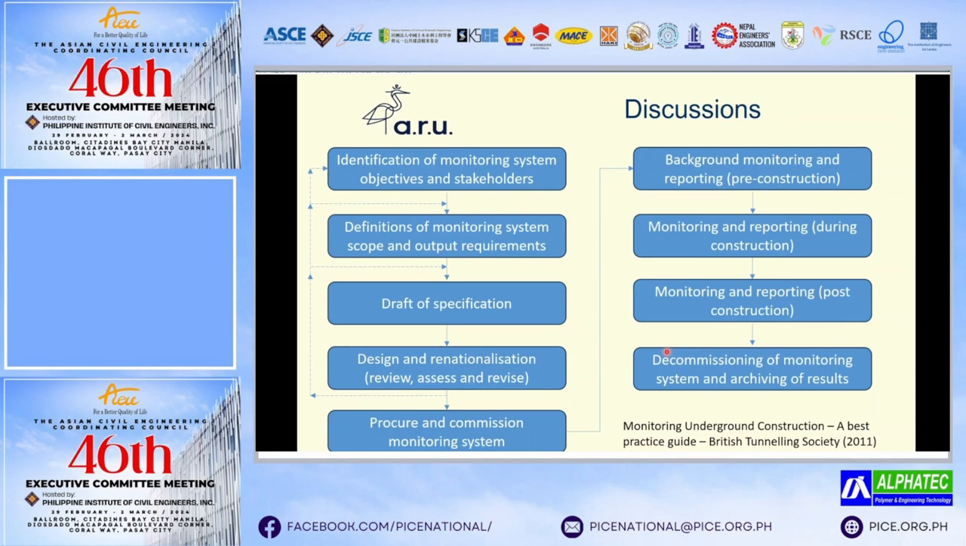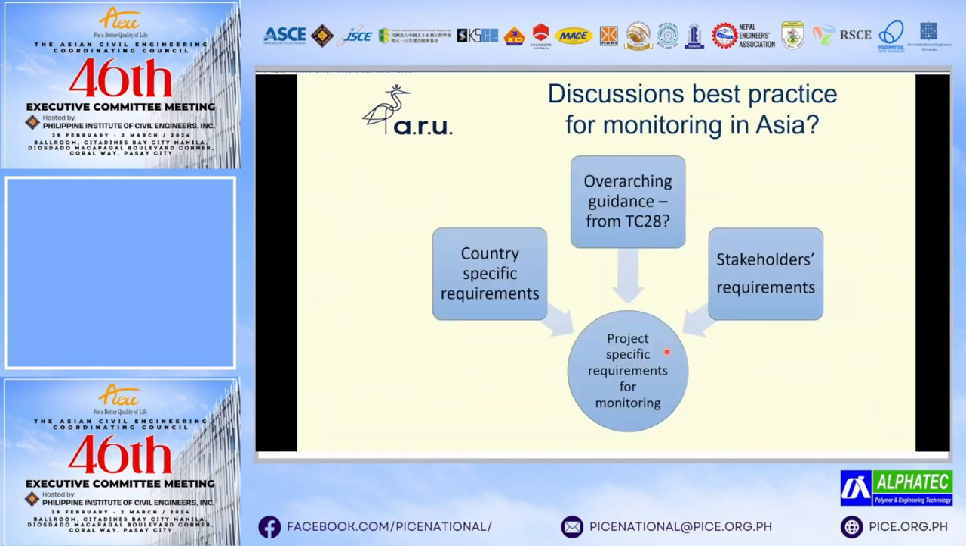Such a huge project could bring out a lot of data, and I believe those data should be shared so later projects can learn from previous projects and do better. Unfortunately, I cannot attend the session, but I think it is within the capacity of TC-28 to lead this overarching guidance. That should combine the countries' specific requirements, because each country has a different approach, limitations, requirements, and stakeholders' requirements for project-specific needs.